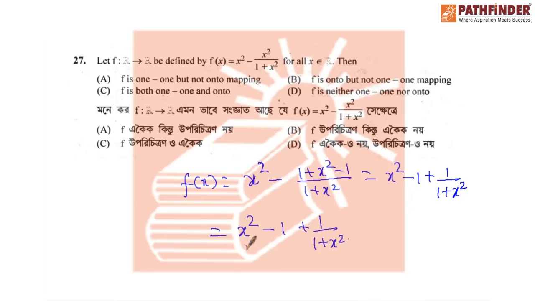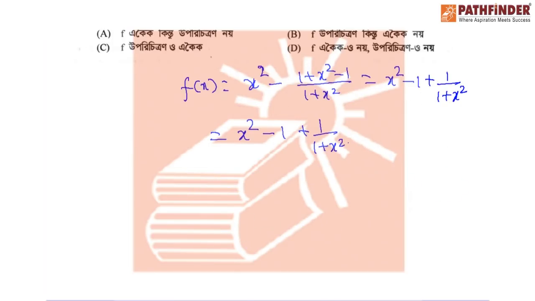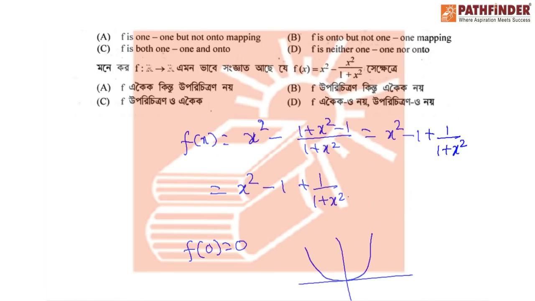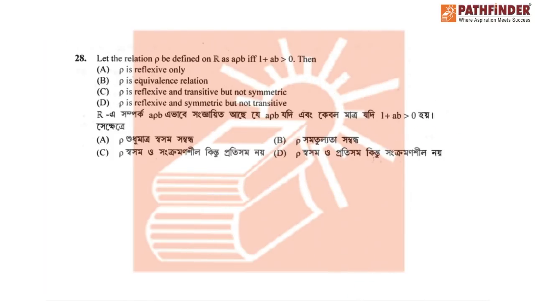At the same time, if you look carefully, at x equal to 0, f(0) equals 0, and it cannot be less than this. That means the function is not even onto. Range is from 0 to infinity. If you plot the graph of this, it will be something like this. So it is neither 1-1 nor onto. Option D.